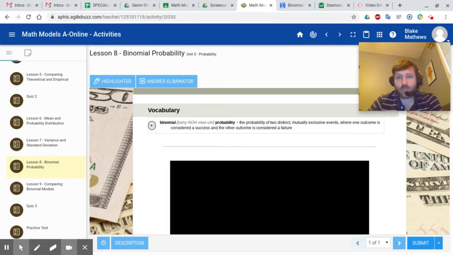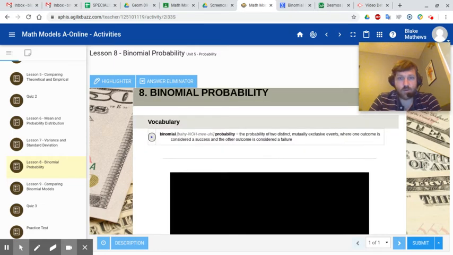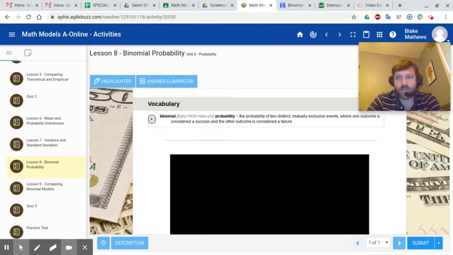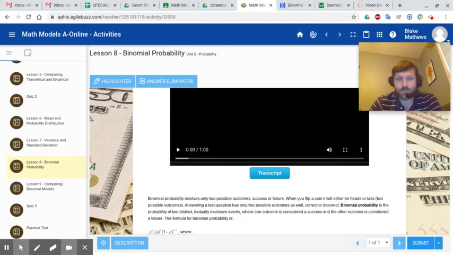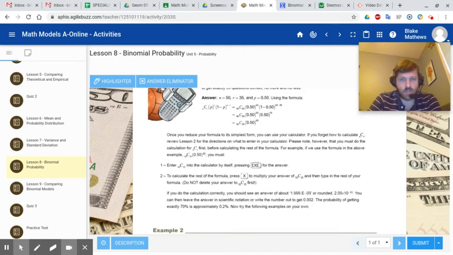Binomial probability is a situation where you have two possible outcomes. You have one that's a success, one that's a failure, and we need to know how many times this one thing's going to happen and what the probability of that thing happening 5 out of 6 times or 99 out of 100 times. And so there's basically 3 values that you need to know to do these.